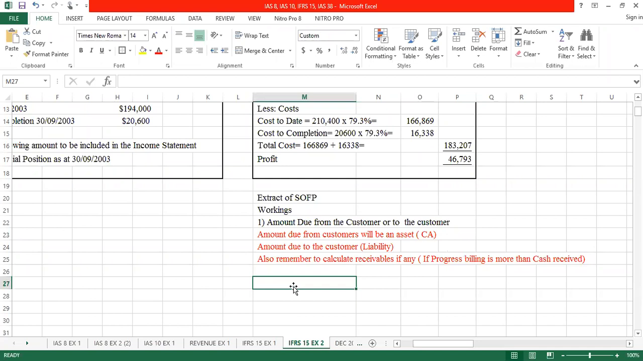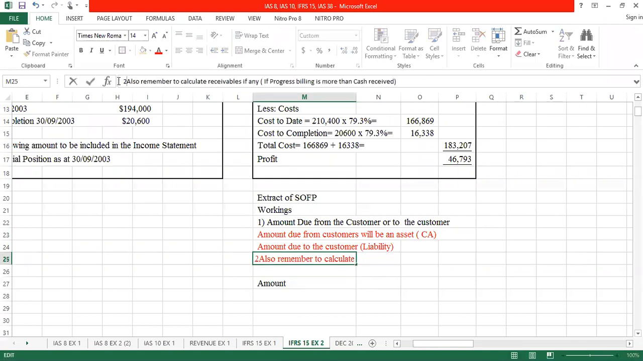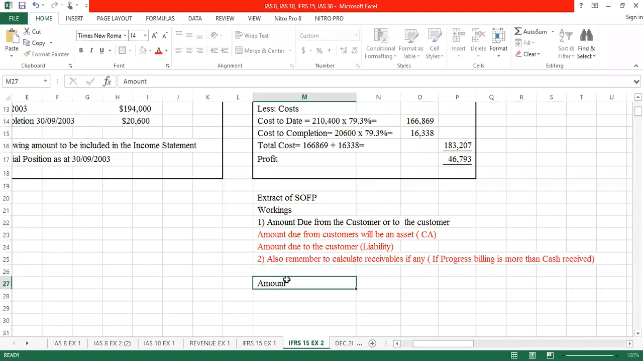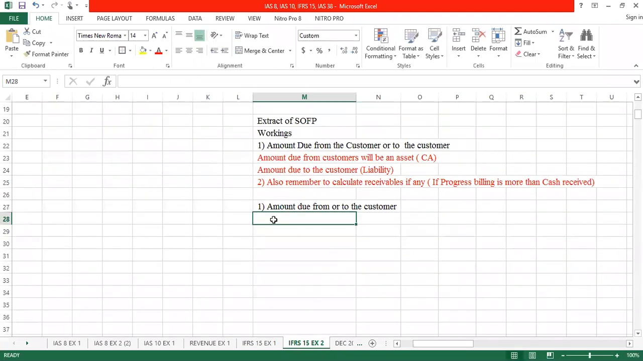So let's start with amount due. So this is calculation number 2. Don't confuse it. That will be number 2. So let's start with number 1 so that I'm clear. Number 1, amount due from or to the customer. Please, let's minimize questions. I will look at the questions when I'm finishing.